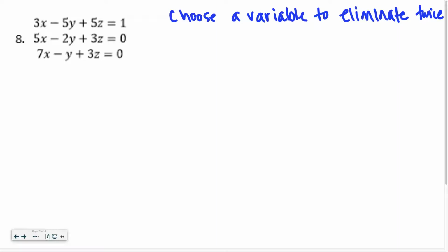Let's maybe take a class vote. We're going to choose either Y or Z. How many of you would like to choose Y? How many of you would like to choose Z? Okay, let's choose Z.